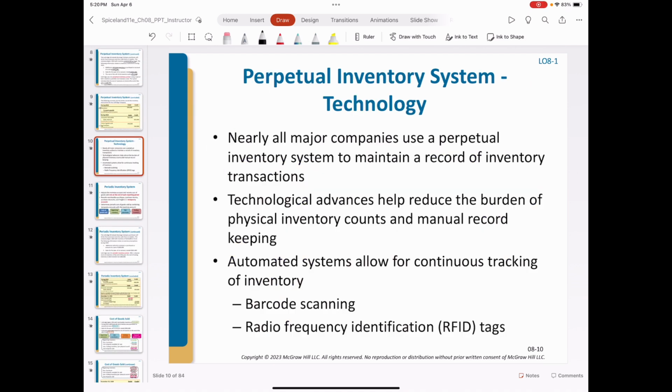The perpetual inventory system is commonly applied because it helps companies maintain a record of inventory transactions. But maintaining records under a perpetual inventory system is very time consuming because the company needs to physically count the value and the volume of inventory purchased and sold. Thanks to technological advancements, companies now can maintain the perpetual inventory system at very low cost.